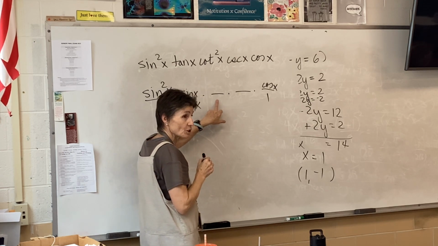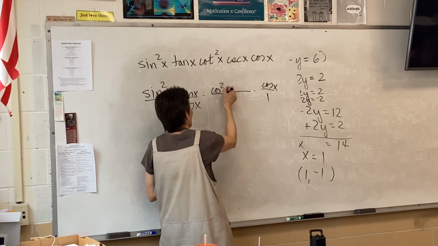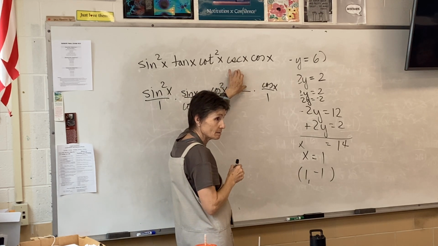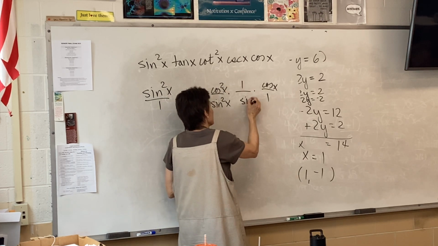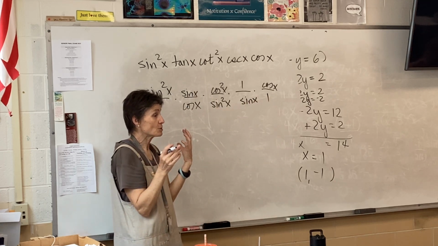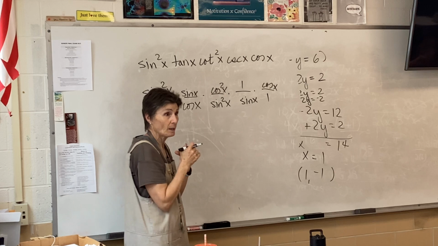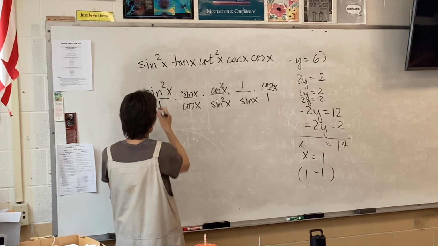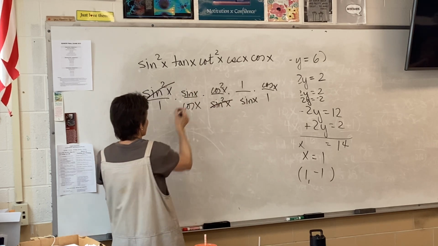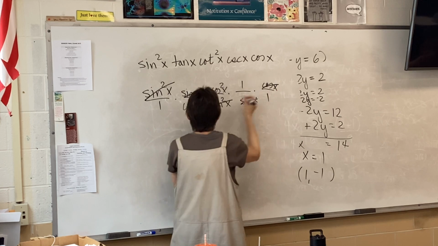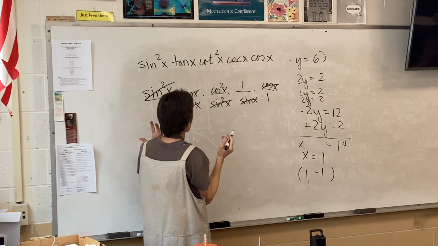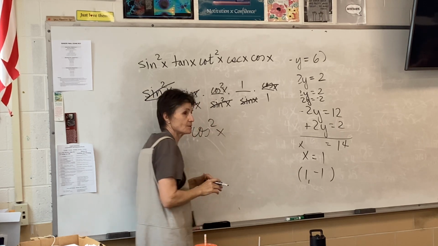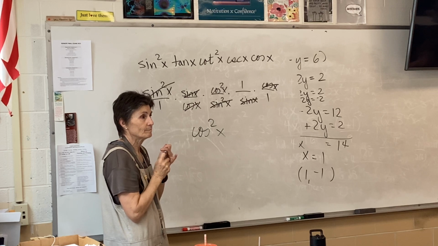What's cotangent? Cosine squared, because it's squared, over sine squared. What's cosecant? 1 over sine. And once I get them all changed, then I just multiply, or cancel. So what cancels? That and that. Sine and that. That with, oh, wait. So what's left? Cosine squared. Just him? So the answer is just cosine squared.